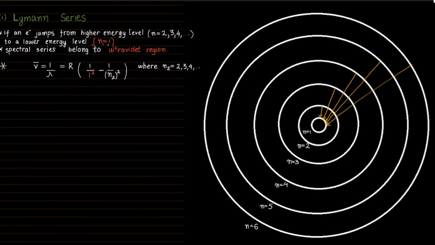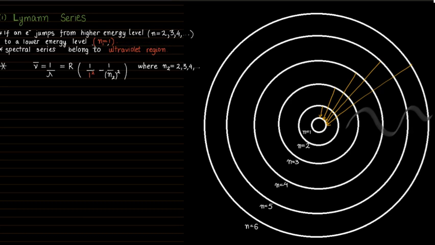This kind of series is where the electron makes a transition from a higher energy level, from n equals 2 and beyond, to a lower energy level, and this lower energy level corresponds to n equals 1. So when an electron makes a transition from a higher energy level to the n equals 1 energy level, what kind of series will we observe? We will observe Lyman series. And the energy which is emitted generally forms in the ultraviolet region, UV region.